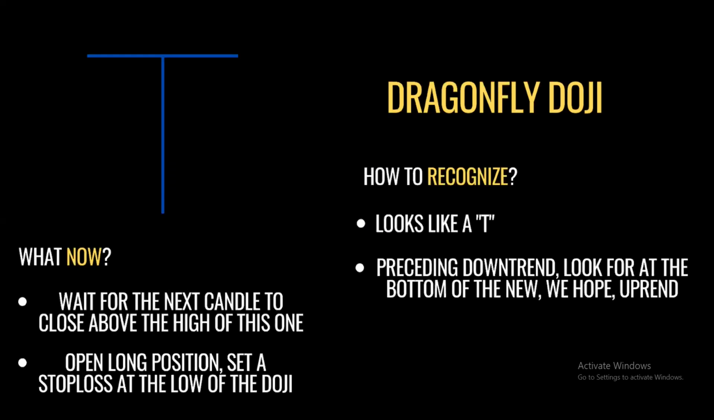And then we see this candle. That means we could be looking at a reversal, a new uptrend. So we had a downtrend, now it is going sideways, and we see this candle. What do we do then? Well, we wait for the next candle to close above the high of this one. If it does, we open a long position and set a stop loss at the low of the doji. A long position means that we buy. We go in for a buy and we can secure some profits for that day.